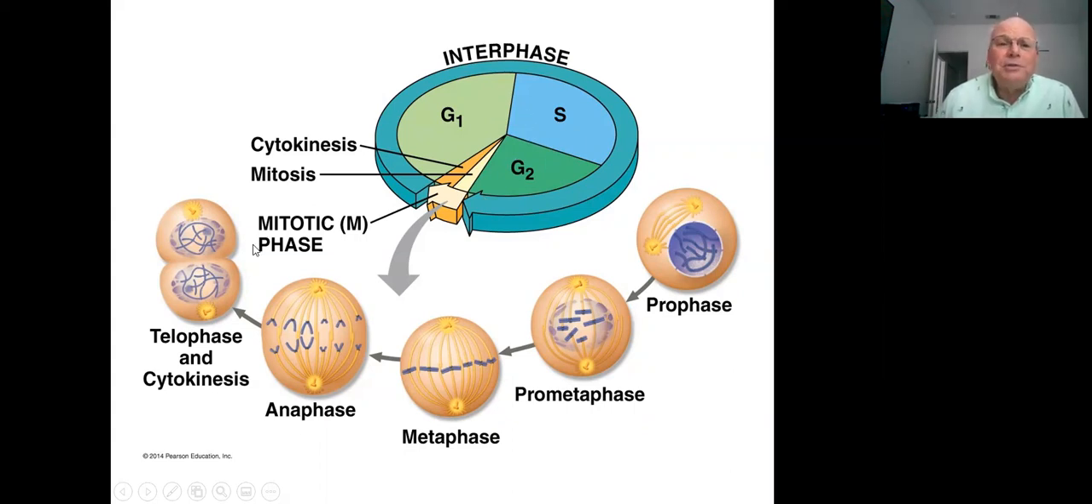Then when we look at mitosis, and remember that is division of the nucleus, strictly just division of the nucleus, we have prophase, prometaphase, metaphase, anaphase, and telophase. Cytokinesis then represents division of the cell proper or division of the cytoplasm. So that's mitosis and cell division.